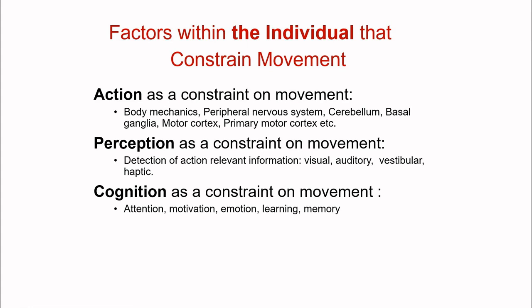Next, we have perception. Perception encompasses the detection of action-relevant information. This includes auditory, vestibular, and haptic information. The term haptic encompasses various aspects of body-based perception, including touch and proprioception. Throughout this class, we'll see multiple examples of how perception facilitates effective motor control.